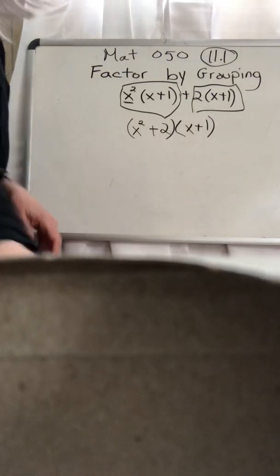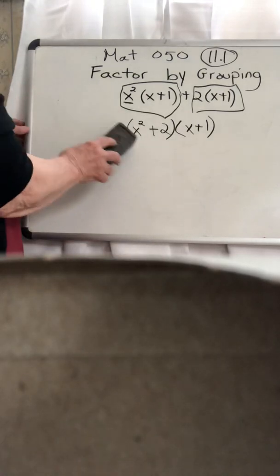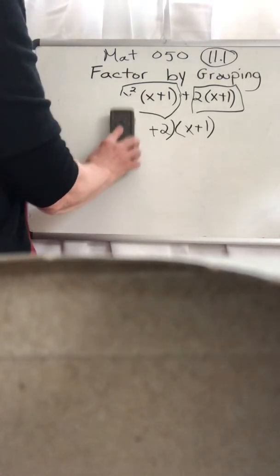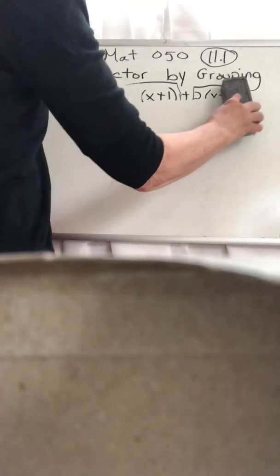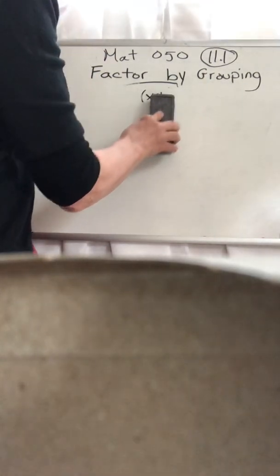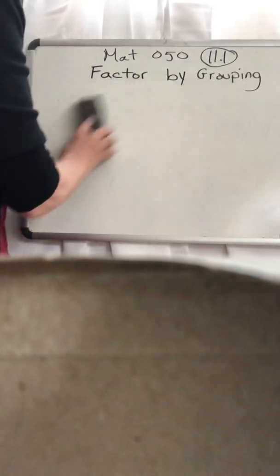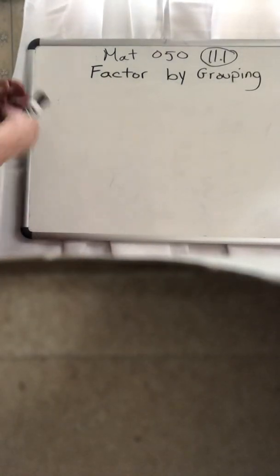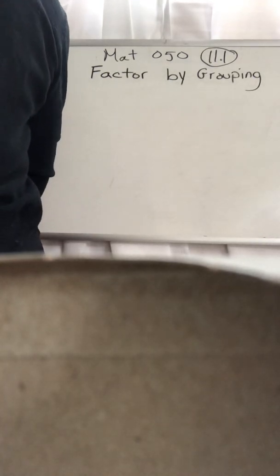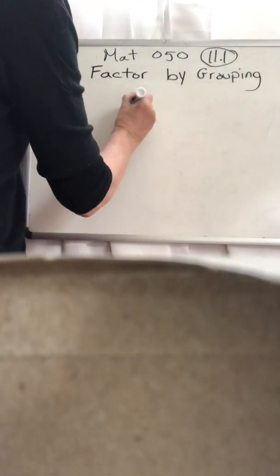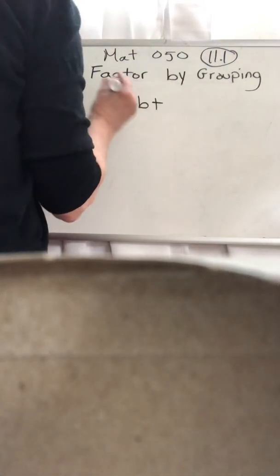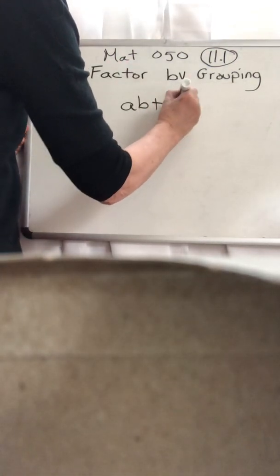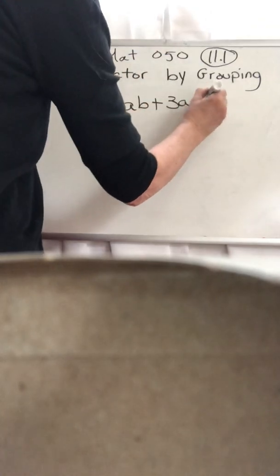Okay, so let's do another factor by grouping, and the way that I'm going to show you now is how most factor by groupings are written, just a little bit differently. Most factor by grouping you're going to recognize because there's going to be 4 terms. So if you look at our first example, which is in the middle of the handout, it's AB plus 3A plus BC plus 3C.